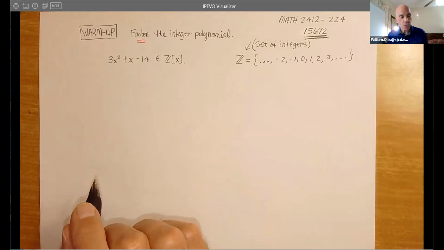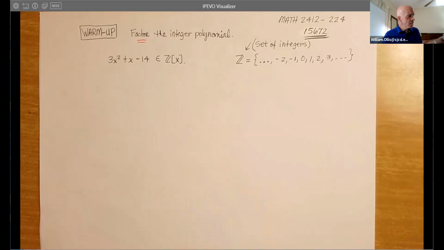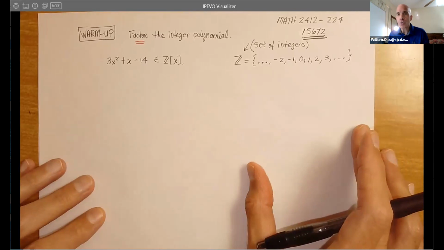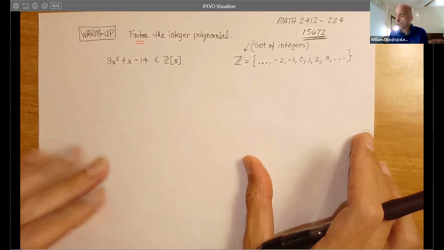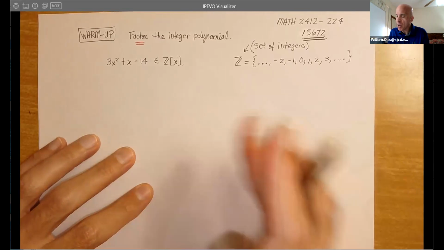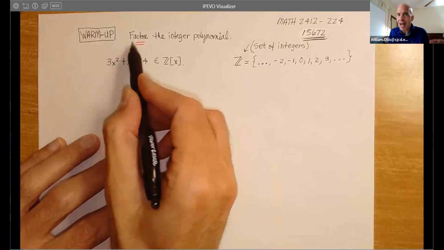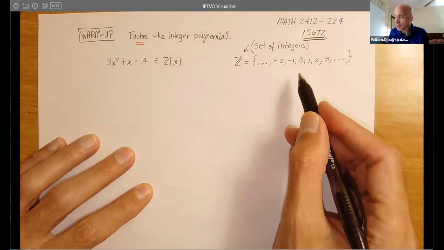Now, what I want to do to get started is to focus on some ideas that are review, but to help you get more integrated into the notation of mathematics. So notice what I have here for the warm-up. I say factor the integer polynomial.